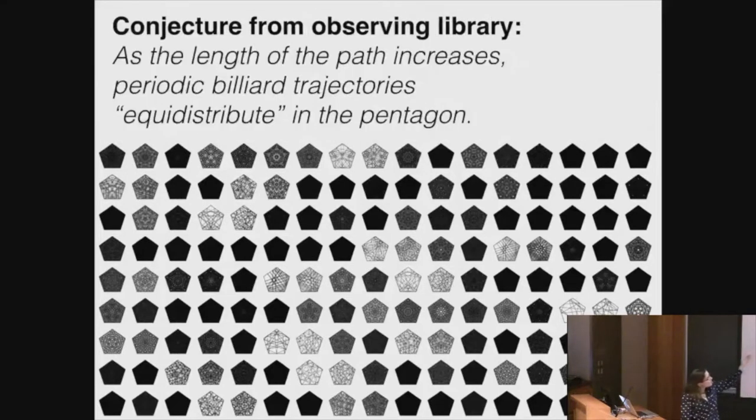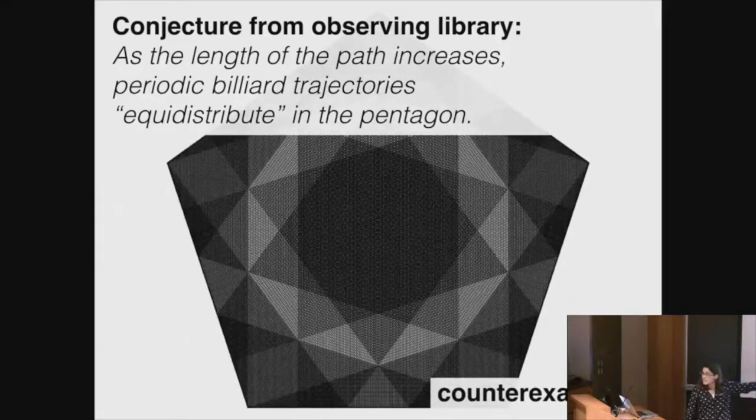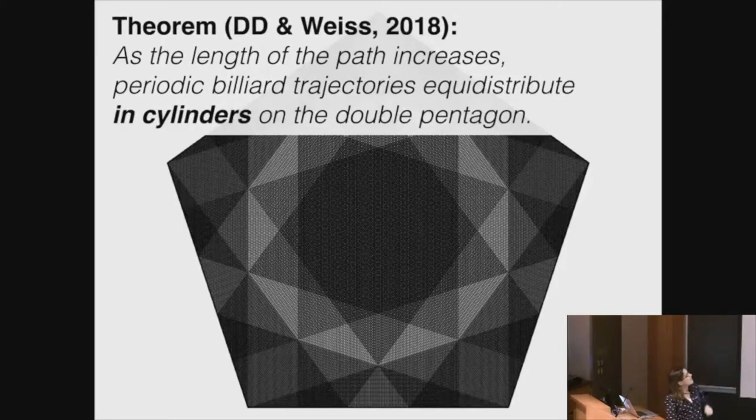So, the conjecture that people have from looking at this bunch of things is that as the length of the path increases, periodic billiard trajectories equidistribute, meaning that they just fill in everything the same. What do you think? No, can't happen. This is a counterexample. Because, clearly, this part is denser than this part. So, that's pretty neat. What does happen is as the length of the path increases, periodic billiard trajectories equidistribute in cylinders. So cylinders are those families of the same periodic trajectory moving back and forth that I showed you before. So I'm going to show you what the mechanism is for making this.